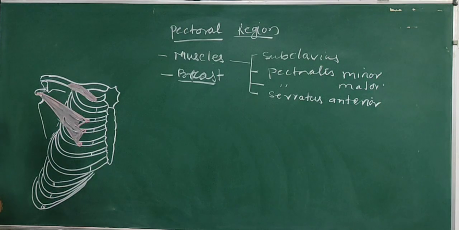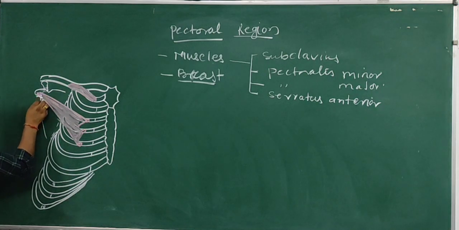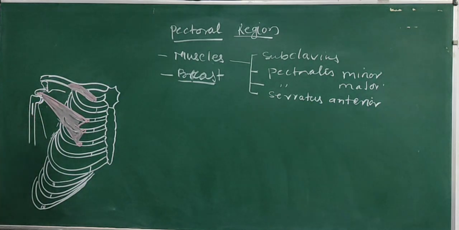And the third muscle is the pectoralis major muscle. Okay, so here is the head of the humerus. This is the greater tubercle of the humerus. This is the lesser tubercle of the humerus. Here is the bicipital groove. So this is the lateral lip of the bicipital groove, and this is the medial lip of the bicipital groove of the humerus.